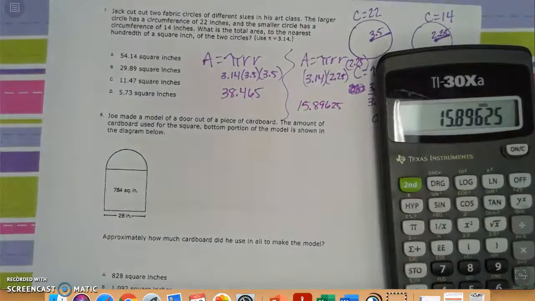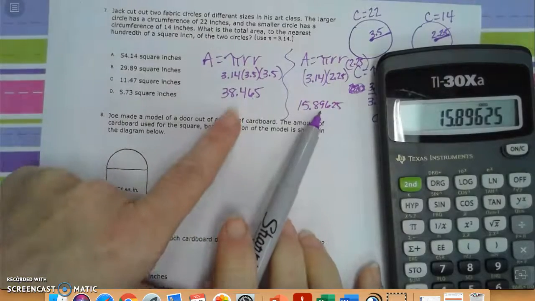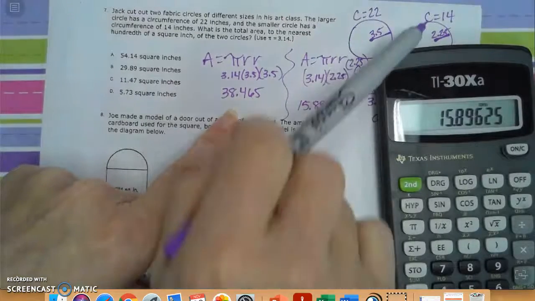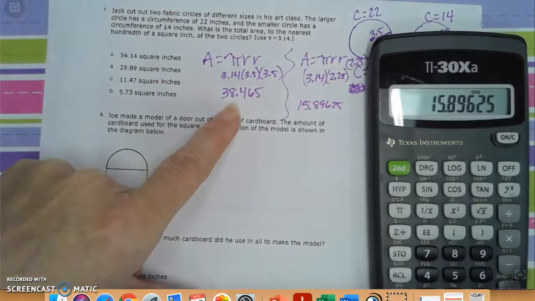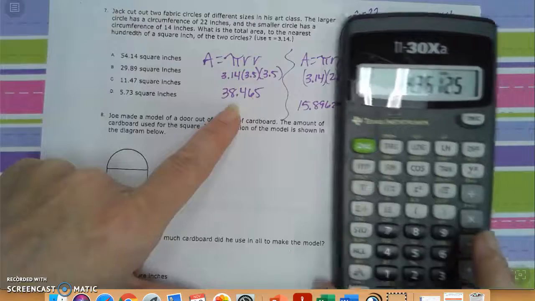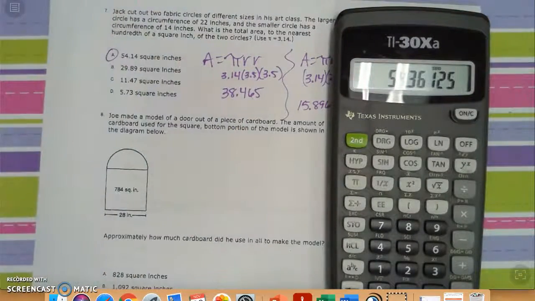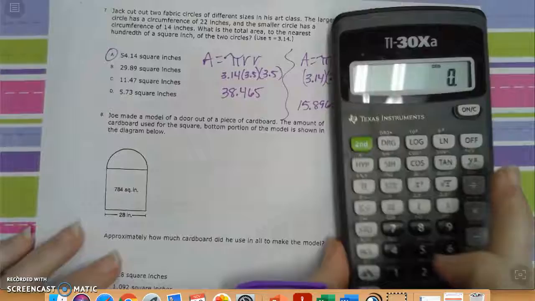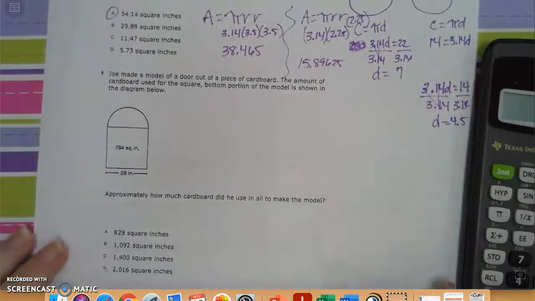Now, if I go back, it says, what is the total area? So what I need to do is add both of these numbers together, because I need to add this circle plus this circle. I've already got that number up there, so I'm just going to add 38.465. And my closest answer is going to be A. Okay? Whole lot of work. Wasn't hard, but just a lot of work for that one little question.